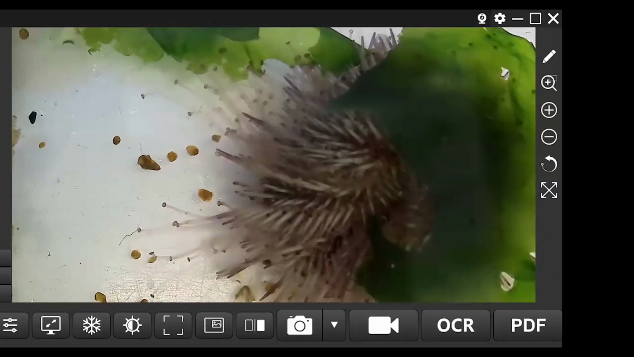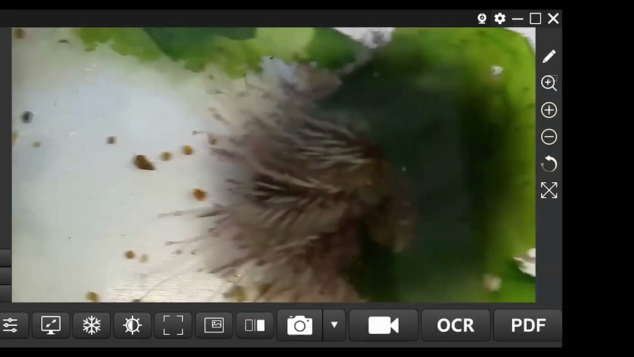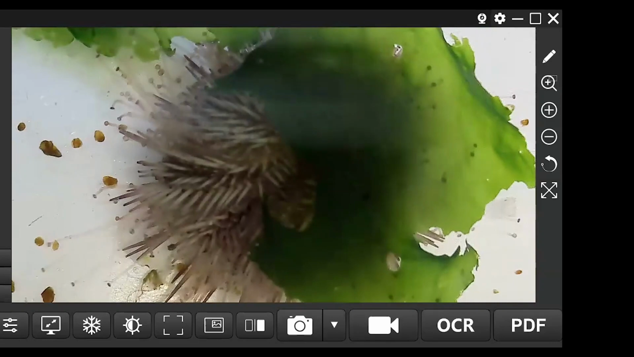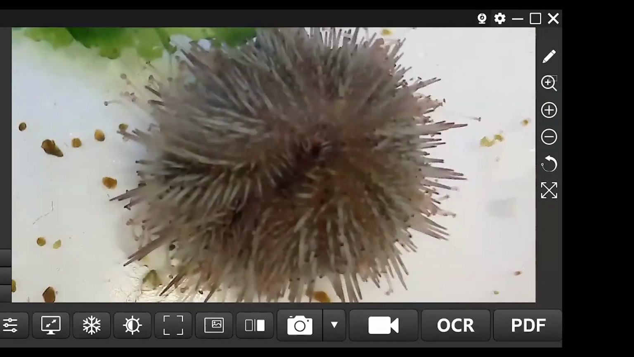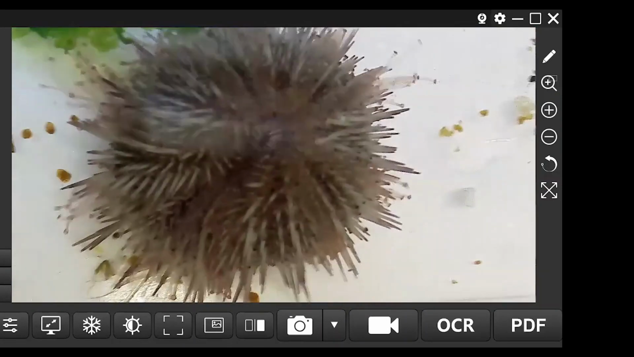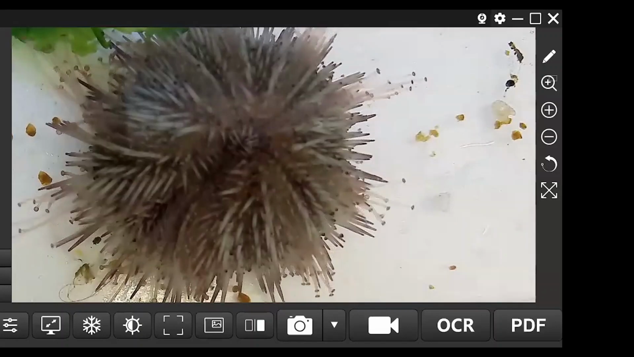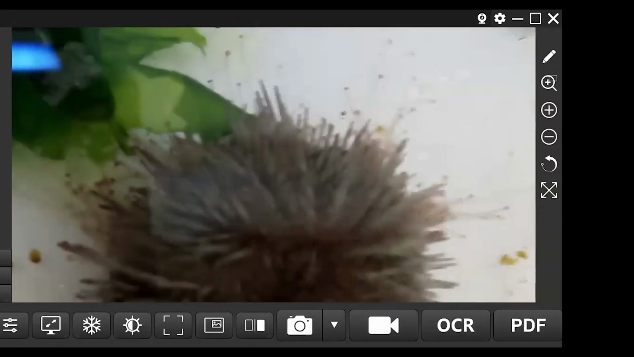sense the environment. And then this particular sea urchin is covered by a piece of sea lettuce. So I'm going to take the sea lettuce off it. In this case, it's using it not only for food, but it will also use it for protection from the direct light.